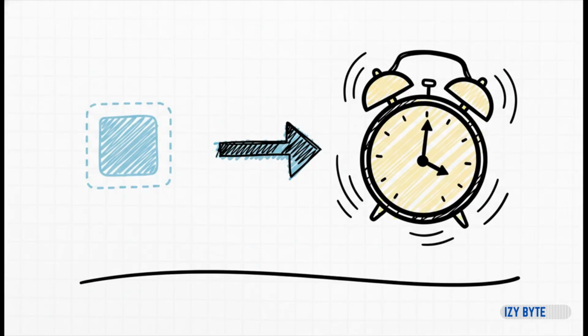Okay, culprit number two, the never-ending alarm. This is all about forgotten timers. I mean, we use setInterval and setTimeout all the time, right? To run some code after a delay or to do something repeatedly. It's basically like setting an alarm on your phone.